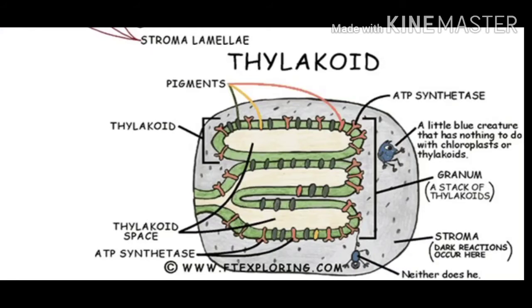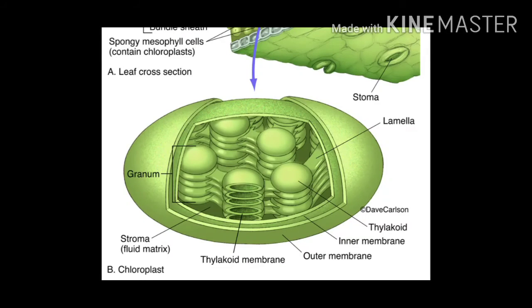So here in the labeling also you can see granum, a stack of thylakoids, and stroma where the dark reaction occurs. In granum, or in thylakoids, the light reaction will take place. So inside this chloroplast there will be a sunlight capturing part which is called the photosynthetic pigment, which is nothing but the chlorophyll. There are several types of photosynthetic pigments which are involved in the process, which can produce the organic molecules like glucose in plants.